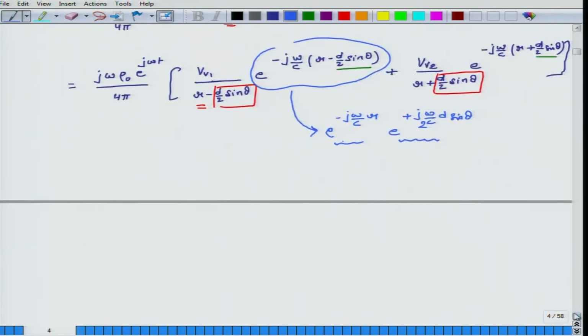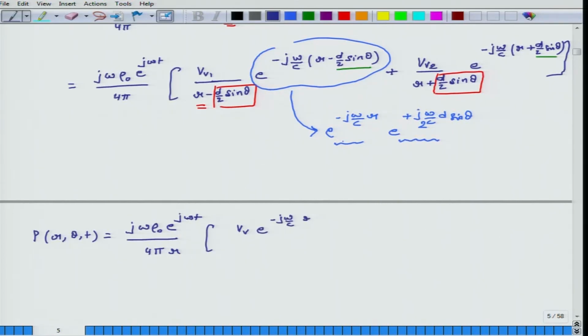With this understanding, I make a simpler relation and I say that the complex pressure P of R, theta, t equals j omega rho naught e to the j omega t divided by 4 pi R, times the bracket of V v1 e to the minus j omega over c times R minus D over 2 sin theta, plus V v2 e to the minus j omega over c times R plus D over 2 sin theta. Excuse me, there should be a negative sign here.